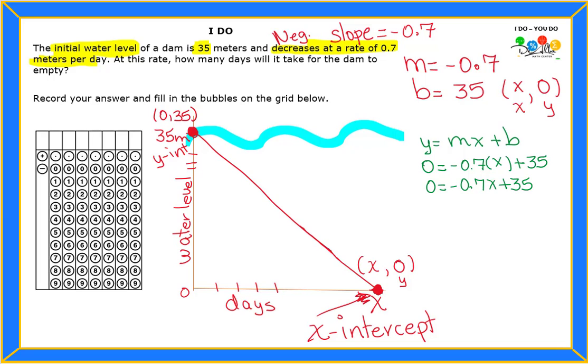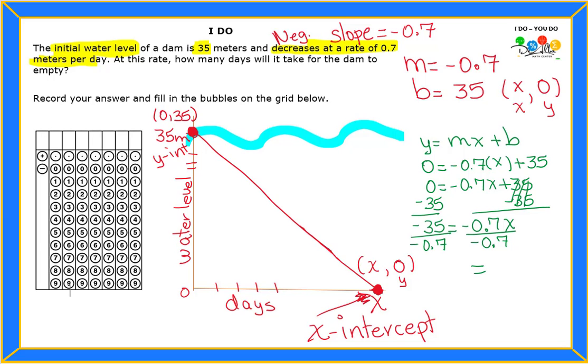Since I want to leave x by itself, I need to get rid of that 35. And I'm going to get rid of that by taking away or subtracting 35 on both sides. Okay, what do I get? Well, 35 minus 35 cancels out. It's a 0. 0 minus 35 is negative 35. And that gives me negative 0.7x. What do I need to do next? Well, I need to get rid of the negative 0.7. So I need to divide by negative 0.7.